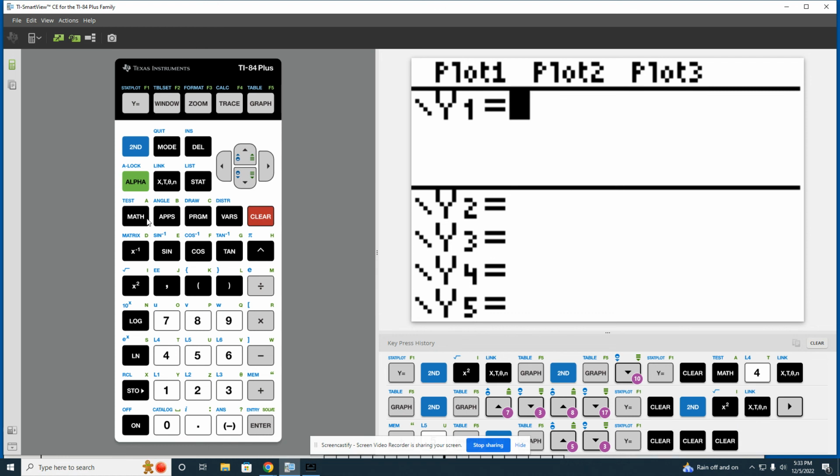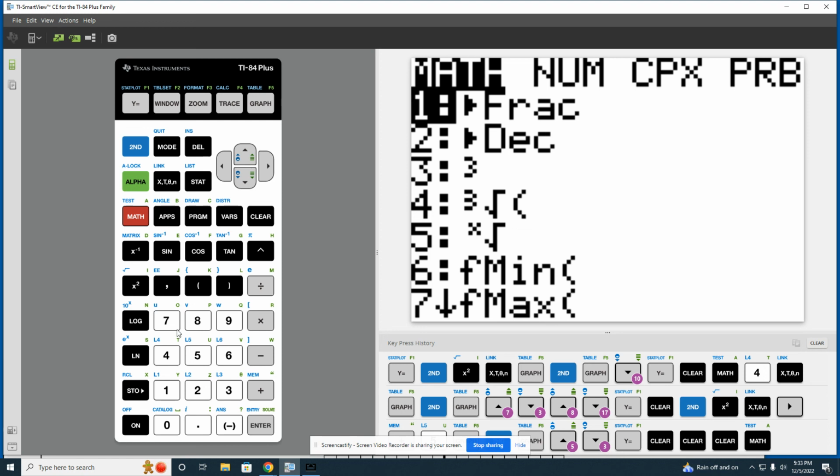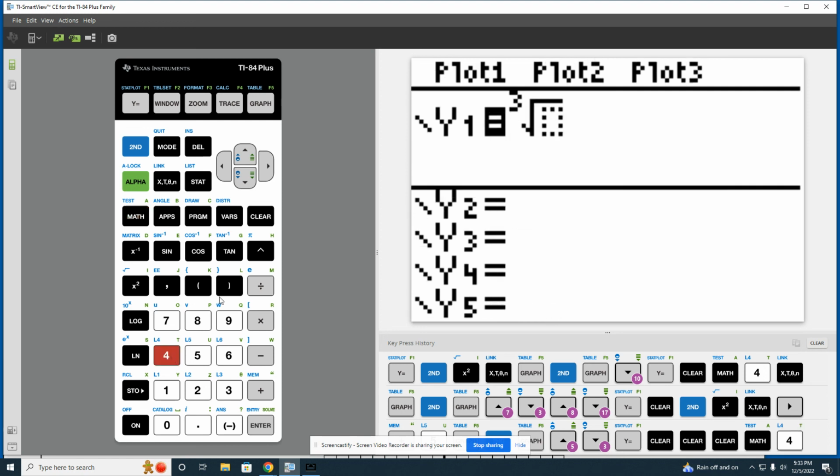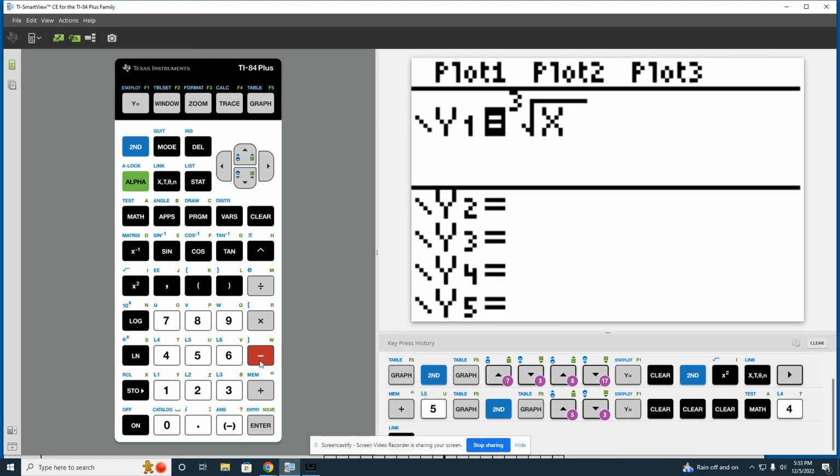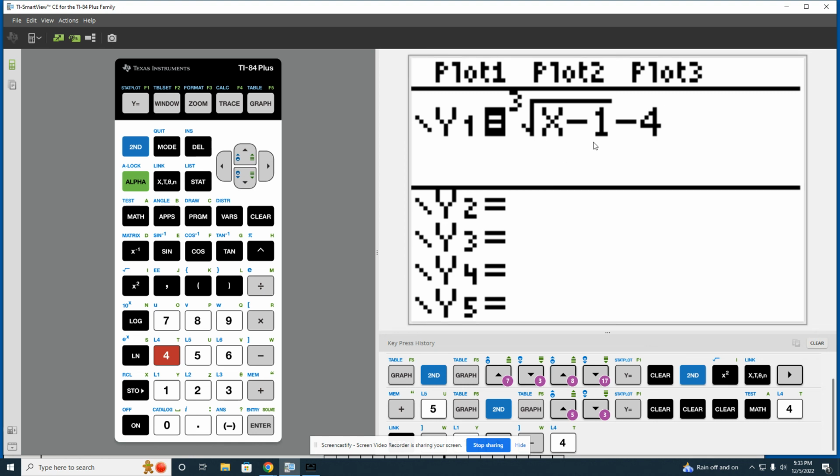And let's go to our calculator. Let's go math, number 4, x minus 1. Go outside of the radical and put minus 4. Now, before I graph this, I want you guys to recognize something. Look at my mouse. What is this telling me? Horizontal shift. It's shifting right. Remember, it's the opposite. Right 1. And this is telling me it's going down 4.